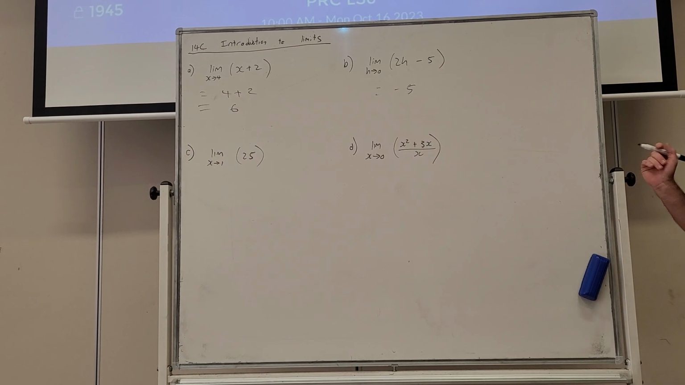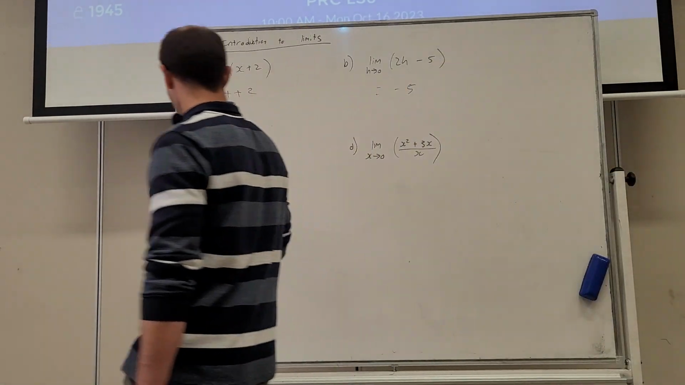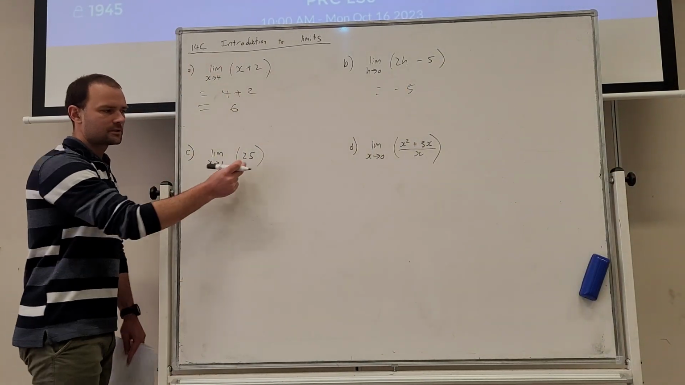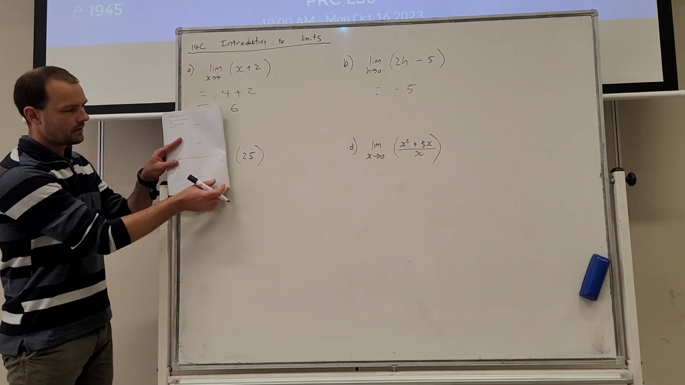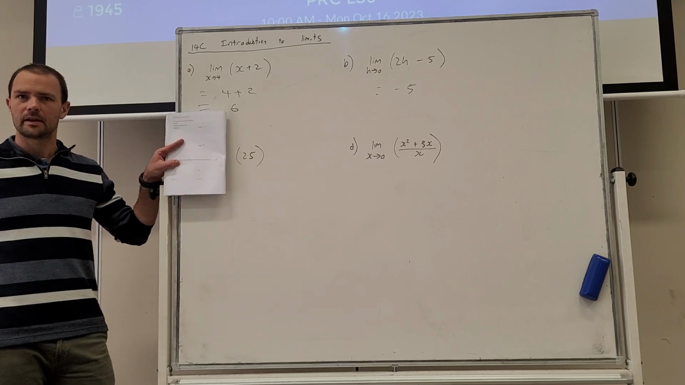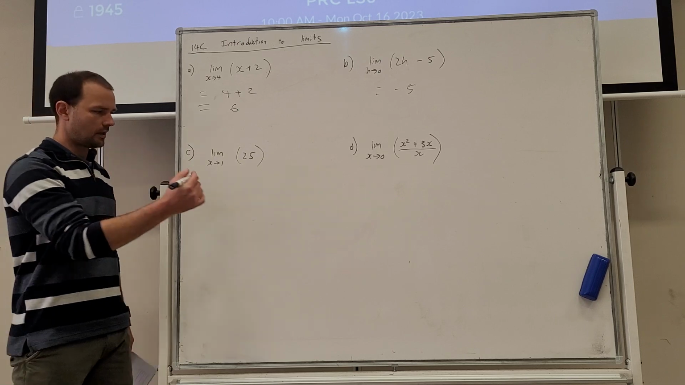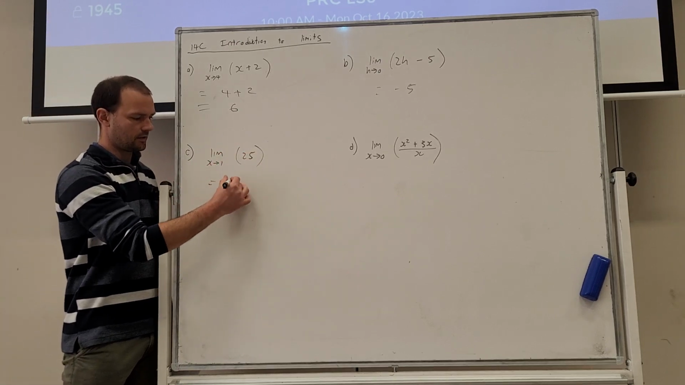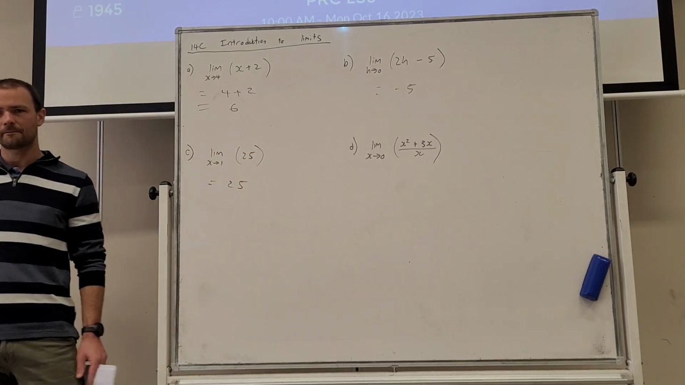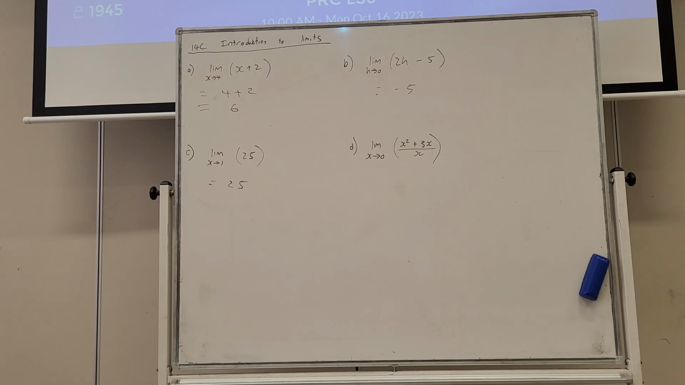Okay. On to C, we've got the limit as x approaches 1 of 25, the number 25. And when we're looking at that, there's nowhere for me to put the number 1. There's nowhere for me to substitute x. And so the limit has no effect on this. It's just 25. Okay, so you would substitute it where the x is. If there's no x, there's no substitution.